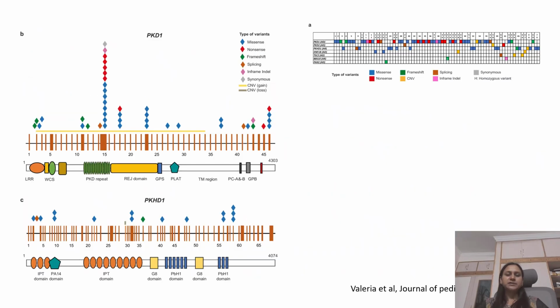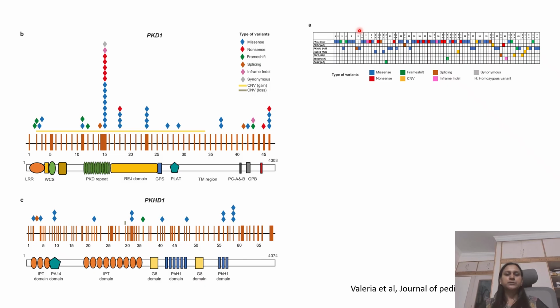This figure maps the described pathogenic variants along the PKD1 and PKHD1 proteins. If you look at PKD1, there is a sheer scatter and diversity of variants here. You find all kinds, that is missense, nonsense, frameshift, splicing, in-frame insertion deletion, distributed across a very large 4,300 amino acid protein with many functional domains.